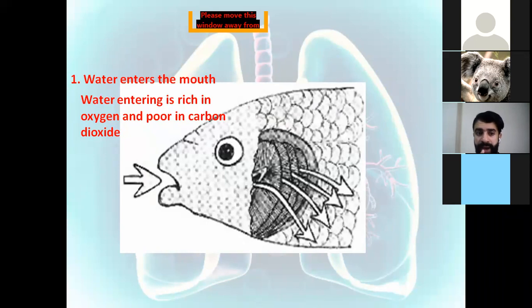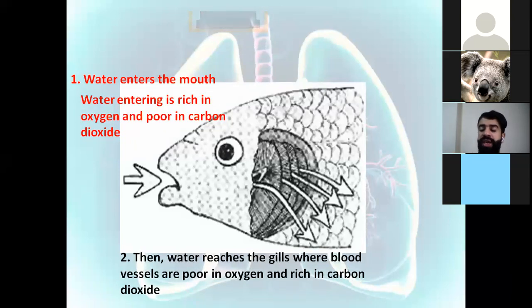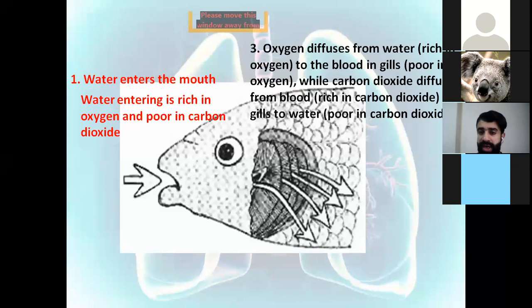Whenever the water enters the mouth, water entering is rich in oxygen and it's poor in carbon dioxide. Then the water will reach the gills, where the blood vessels are poor in oxygen and rich in carbon dioxide. So oxygen gas will diffuse from where to where? From a medium containing high amount of oxygen, which is the water, to the place where it contains low amount of oxygen, which is the blood, while carbon dioxide diffuses from the blood to the gills.